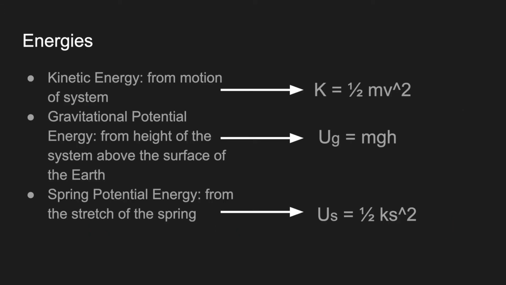Next, we are also interested in modeling the energy of the system over time. The components of the energy in this situation include kinetic energy, gravitational potential energy, and spring potential energy. The amount of energy in each form can be calculated as shown. Notably, the kinetic energy is proportional to the velocity of the system, the gravitational potential energy is proportional to the height of the system from the ground, and the spring potential energy is proportional to the stretch of the spring.